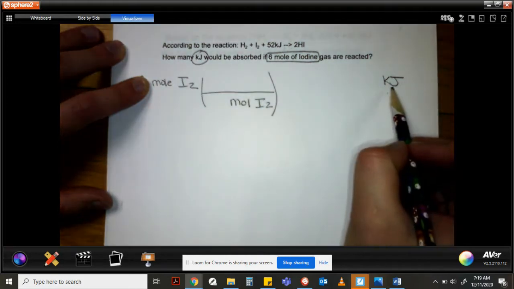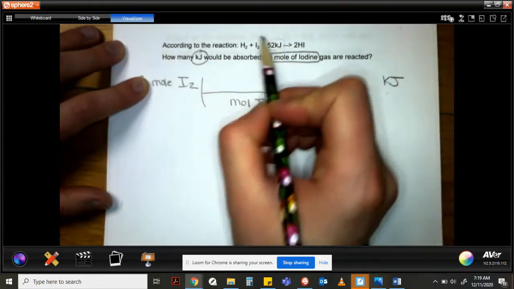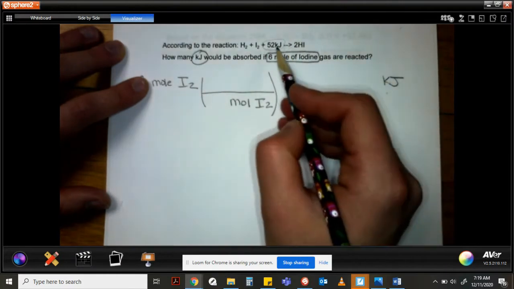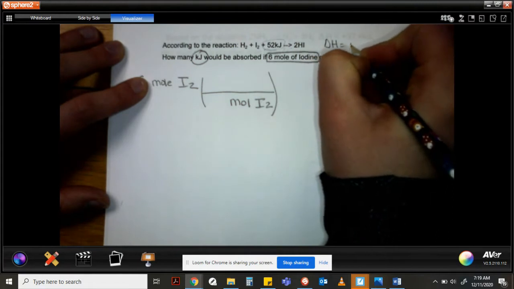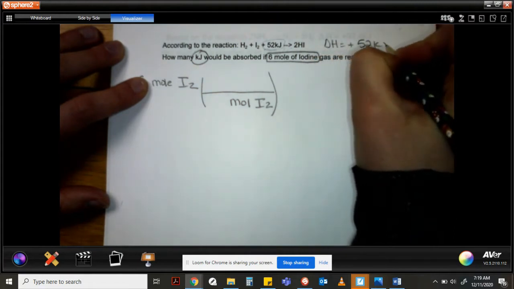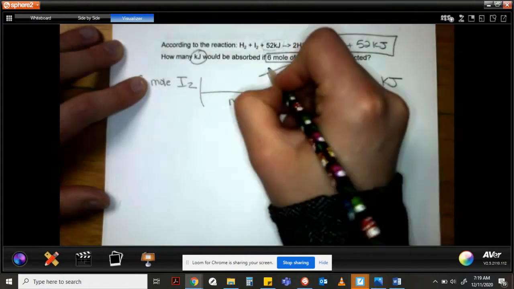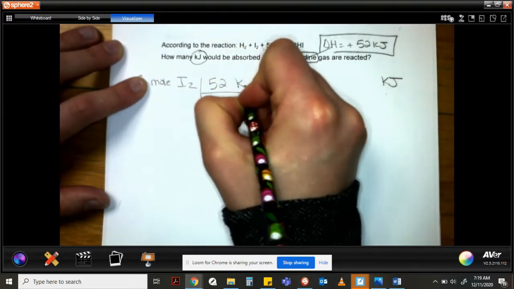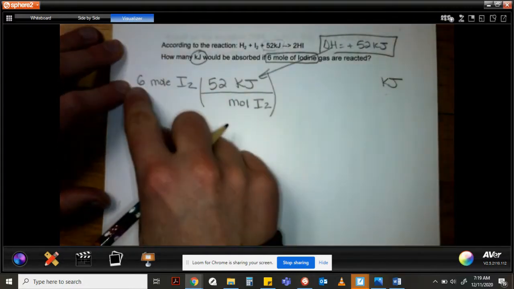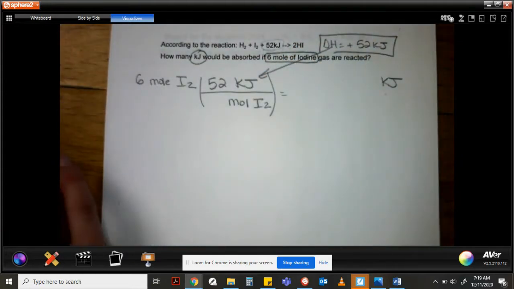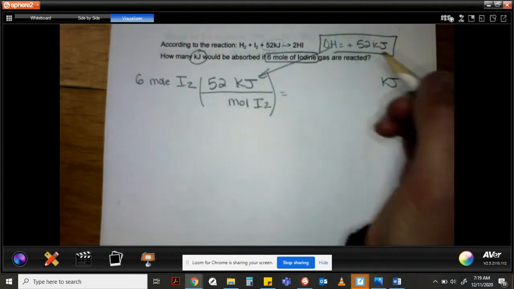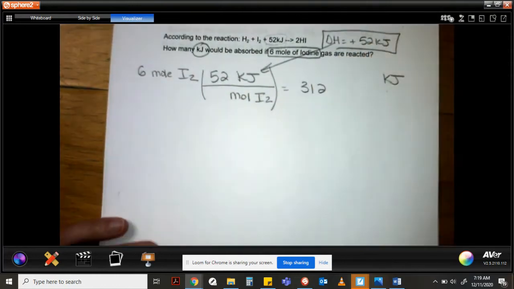We can treat our energy like any other reactant, but because it's being added, we're going to say that our delta H is a positive 52 kilojoules. So this is the number that we can then put in here to calculate what would happen if we had 6 moles instead of 1. So if we go 6 times 52, we end up with 310 kilojoules.